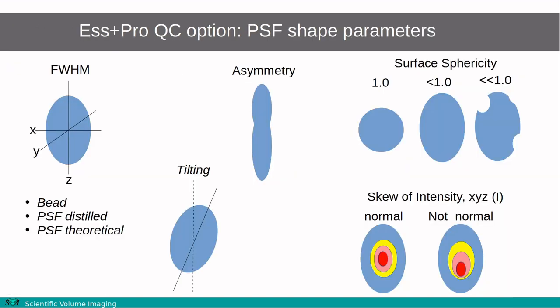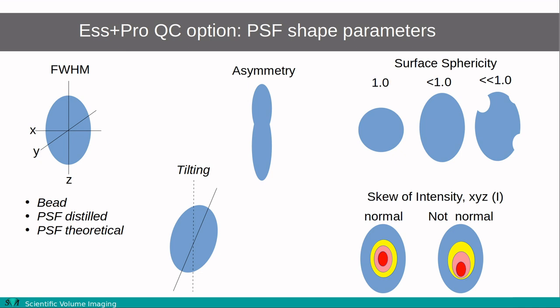The point spread function shape parameters that the add-on option spits out are the full width half max values in X, Y, and Z for the bead, for the distilled point spread function from the beads, and the theoretical point spread function that we calculate based on the metadata in Huygens. And you can compare all these numbers.